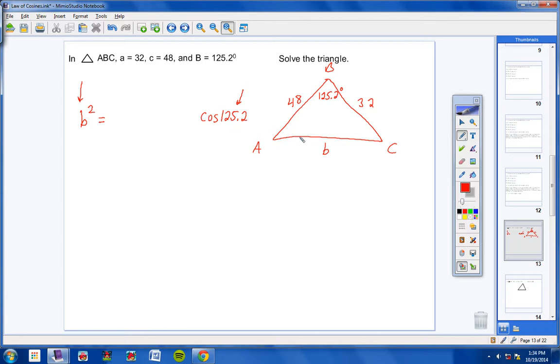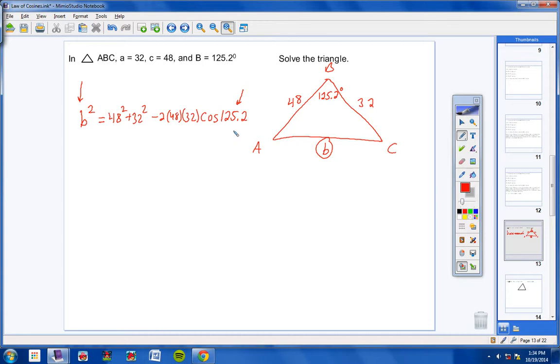Now, this is the side we're solving for right here. My other two sides are 48 and 32. So right here, I put 48 squared plus 32 squared, and then minus 2 times 48 times 32, like this. Now, students, please listen to me. Whenever you're using the law of cosines to solve for a missing side over here, you can type this whole expression right here into your calculator. You can type this entire thing into your calculator.